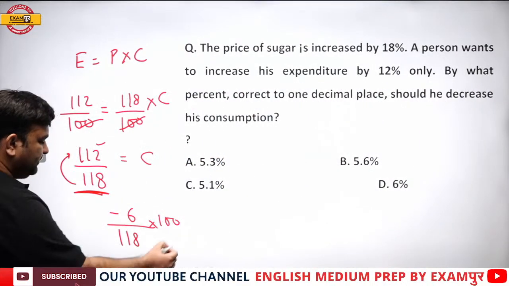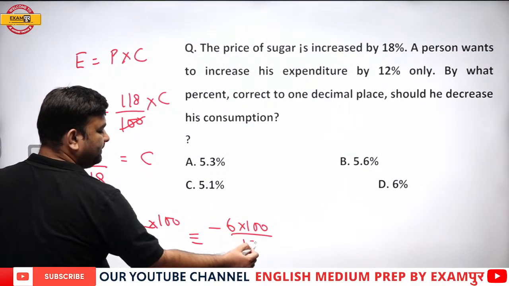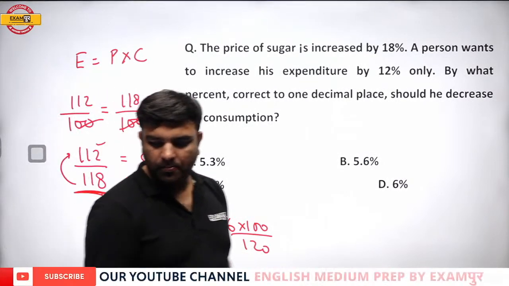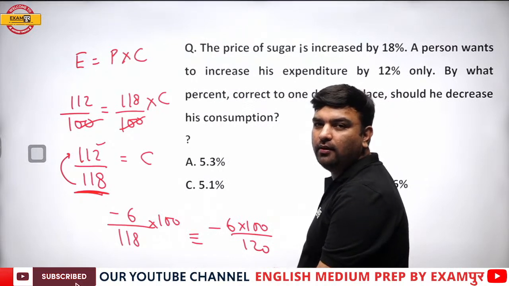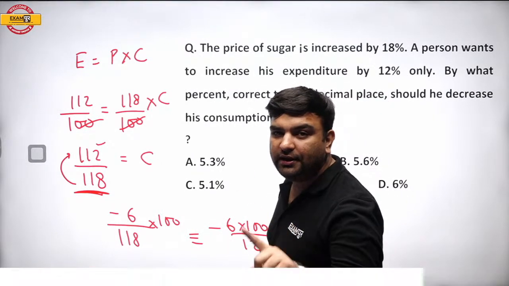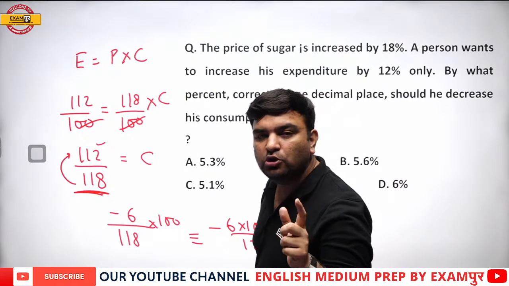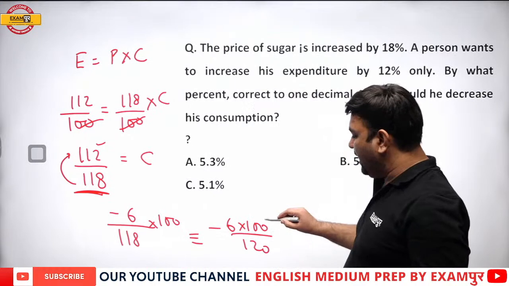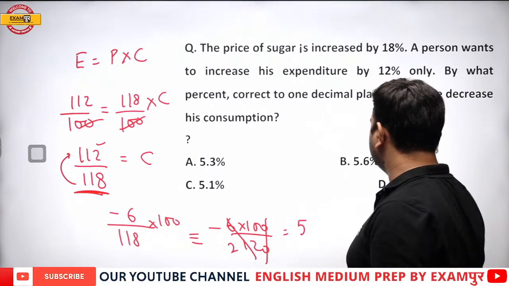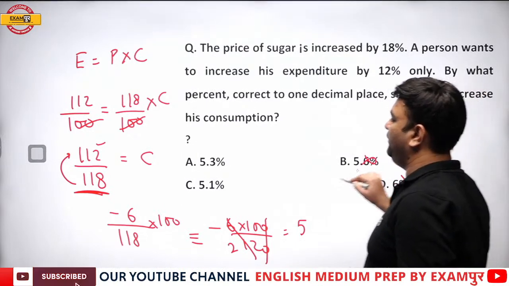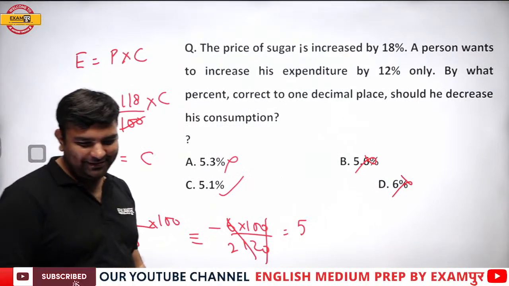Guys, can we approximate it to 120? Okay, that means you are increasing the denominator, so your value should decrease. The actual value should be higher than it. The value is 5, so the actual should be greater than 5, that is 5.1, a little bit more, not that much.